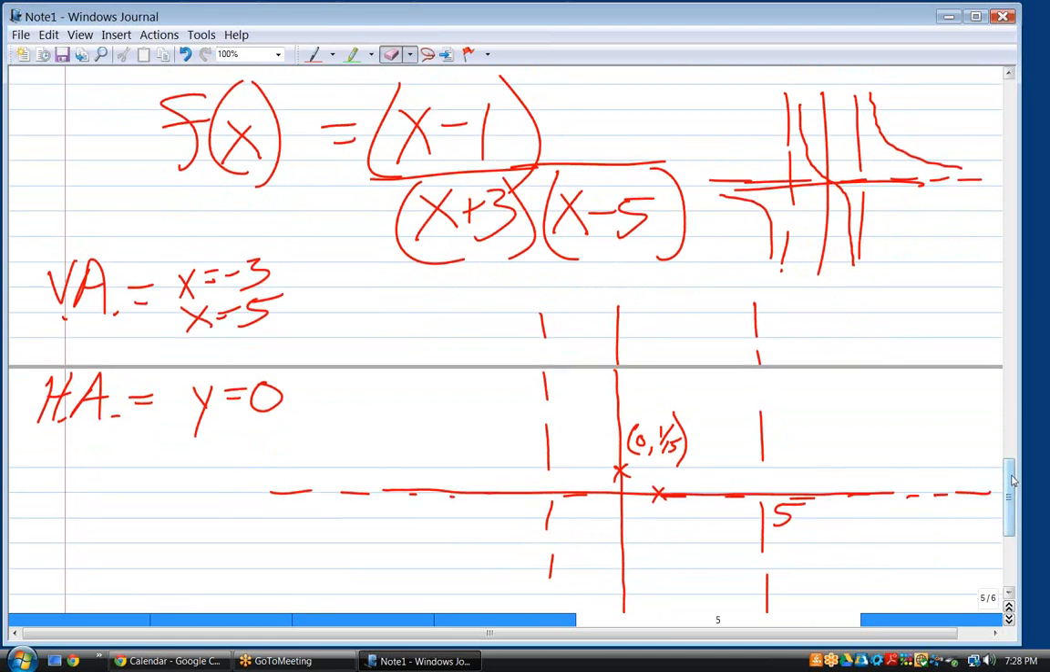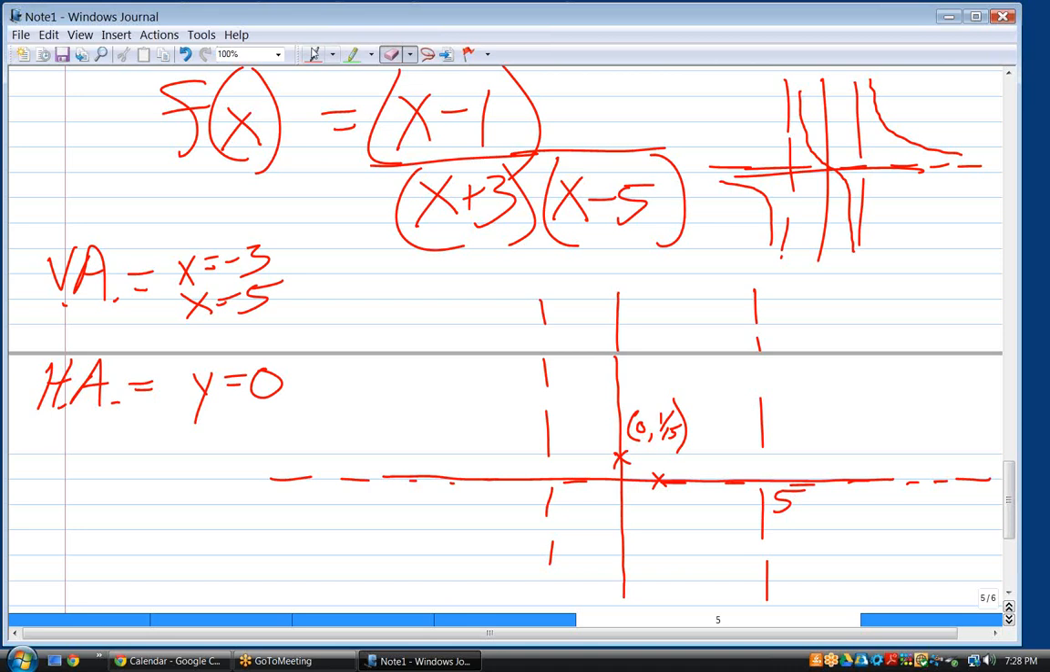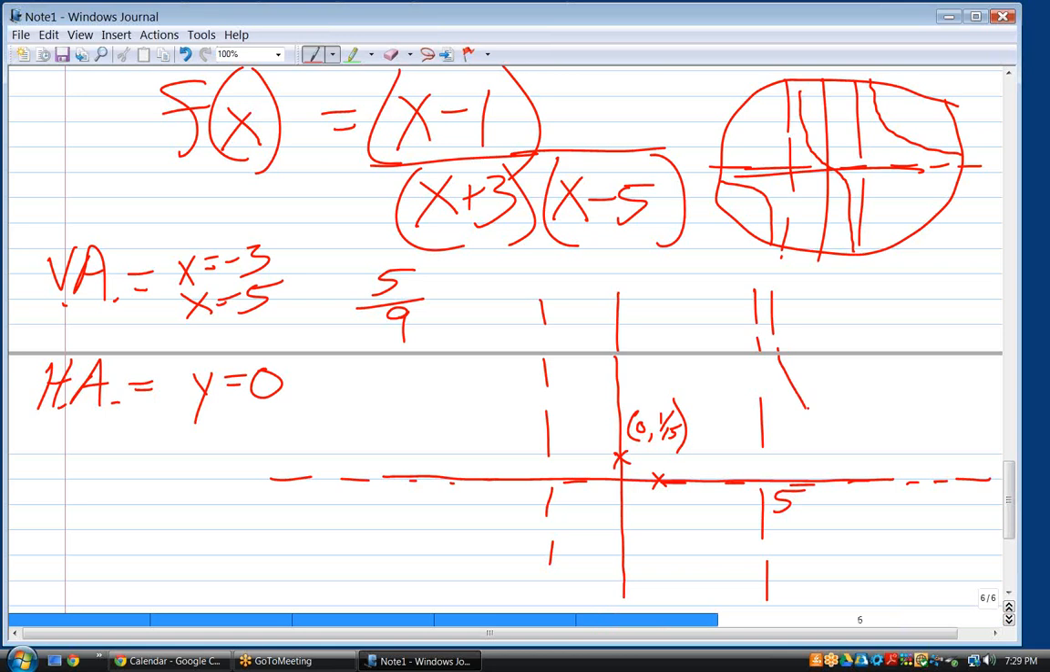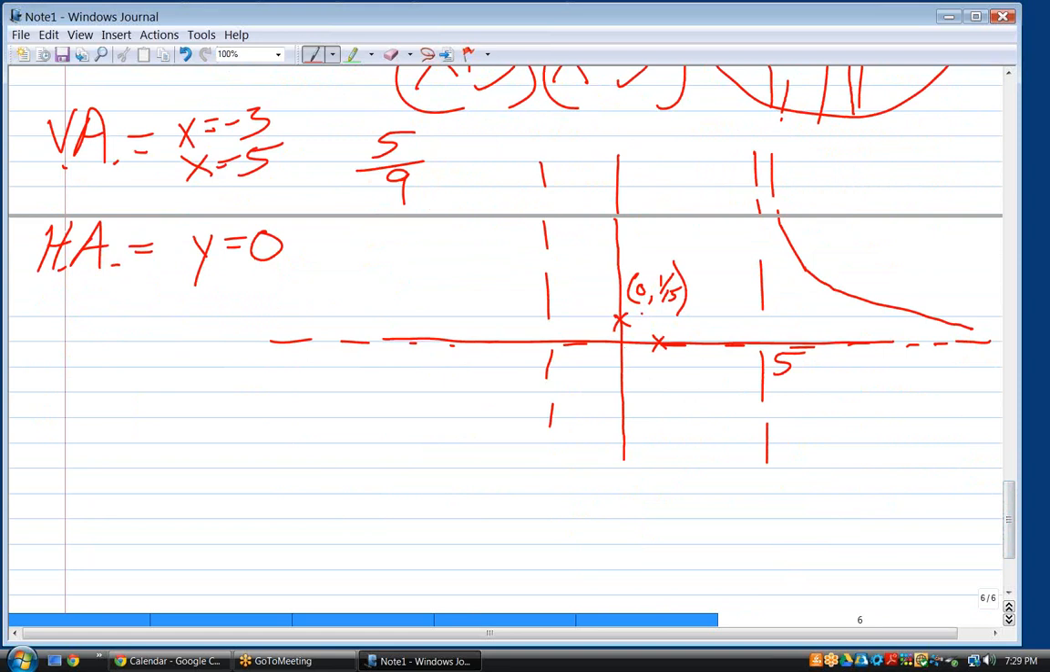When I plug in 6 for x, what do I get? 5/9. Which is above or below the x-axis? Above. Okay, that tells me that this is the correct picture. In other words, I know that I'm in this quadrant up here, and that it's going to be asymptotic to my vertical asymptote and my horizontal asymptote. And then I know that immediately in between my asymptotes, it has to go through those 2 points.